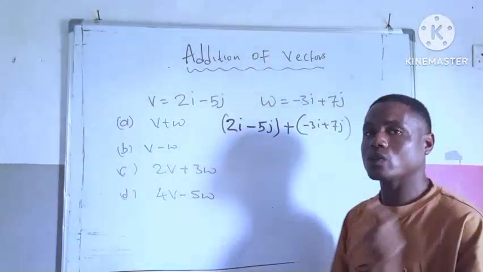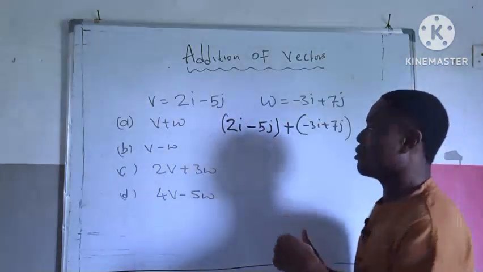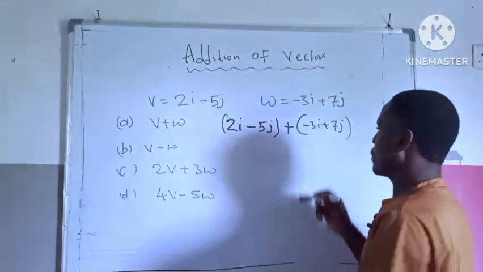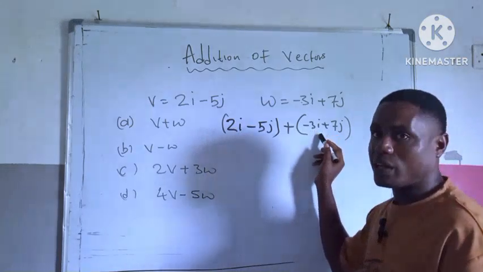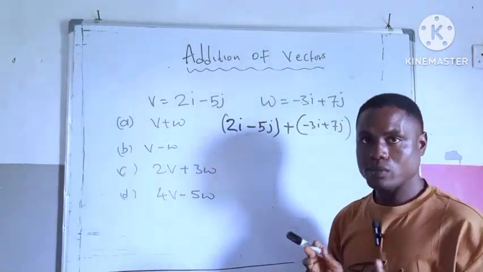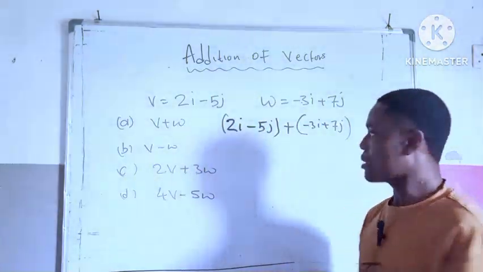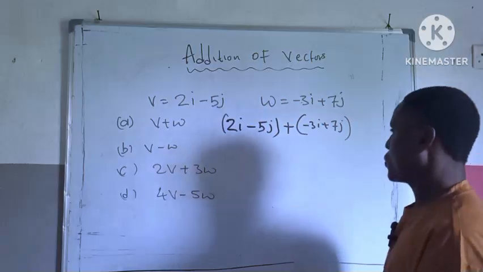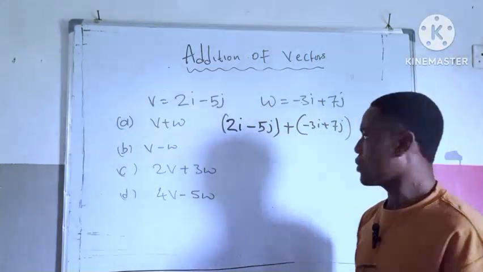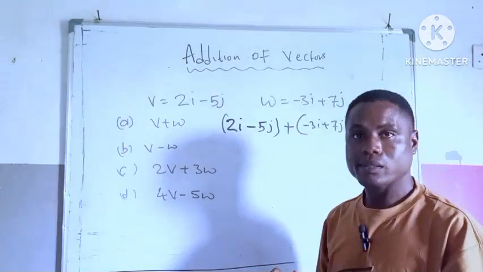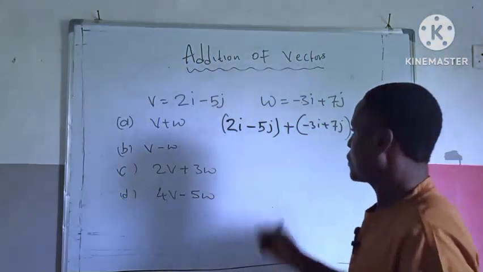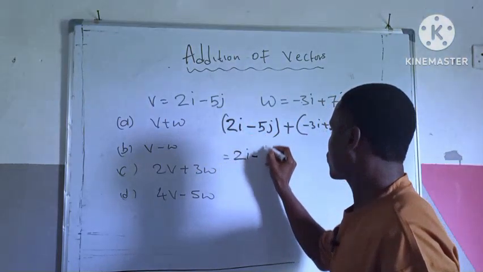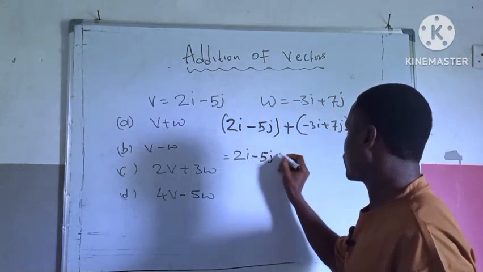Now what you need to understand is it's just a matter of collecting like terms. Here we have 2i, and here we have minus 3i, so they are like terms, right? They are the same. And here we have minus 5j, and here we have plus 7j, so they are like terms too. So from here we can open the bracket. So we have equal to 2i minus 5j.